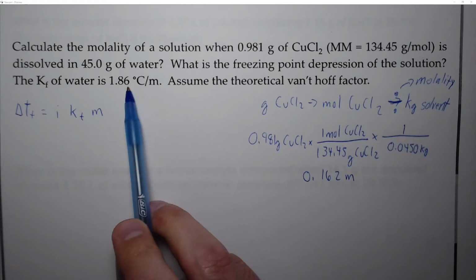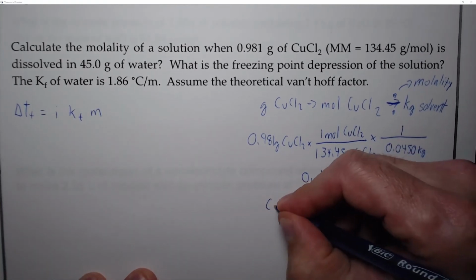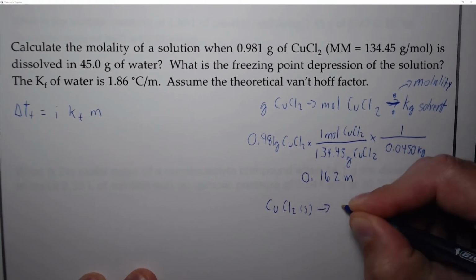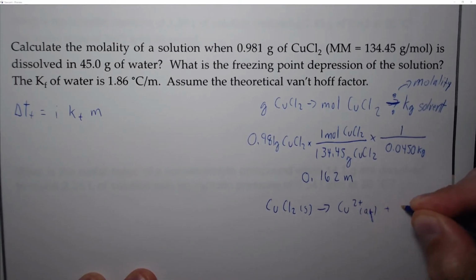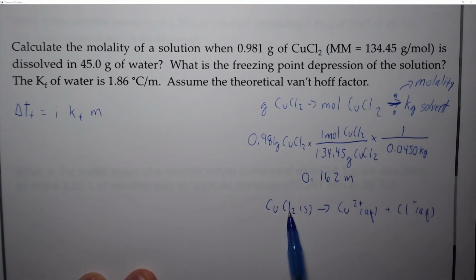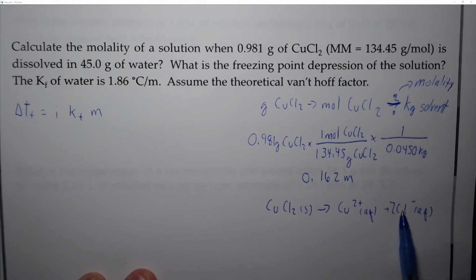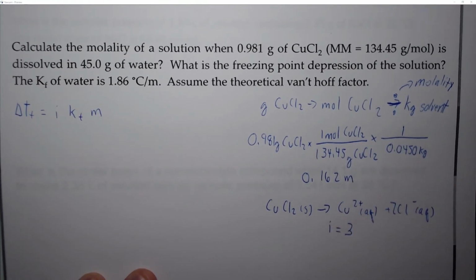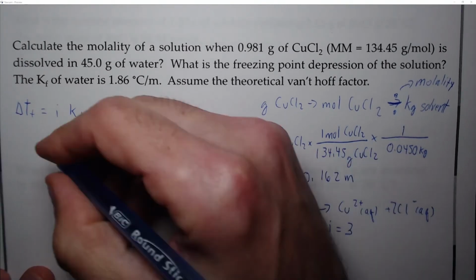Kf again is a constant, so we can plug that in. What about i? Well, if we take CuCl2 solid, what does it break up into? It breaks up into Cu2+ aqueous plus Cl- aqueous. And because there's 2 Cl's, we're going to get 2 Cl-. So we have 1, 2, 3 total things. So i is equal to 3. That's the theoretical van't Hoff factor. We can now do the math.